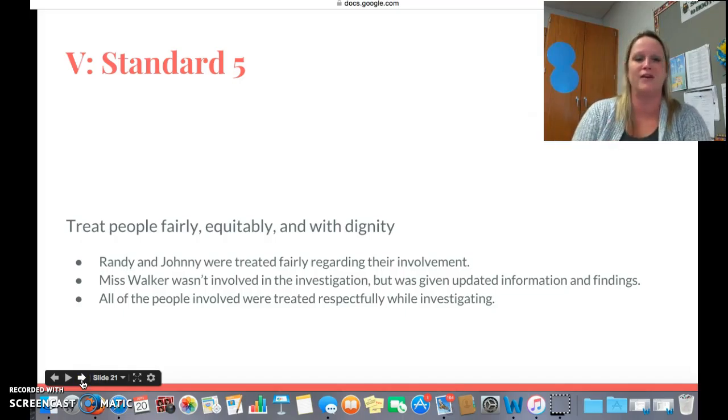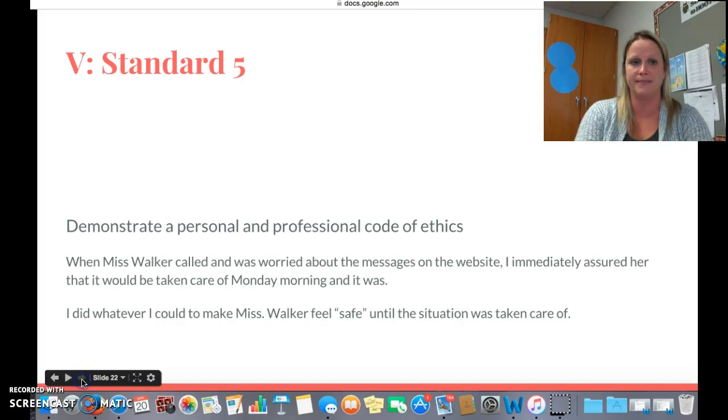Treating people fairly, adequately, and with dignity. Randy and Johnny were treated fairly regarding their involvement. Mrs. Walker wasn't involved in the investigation, but was given updated information and findings. All the people involved were treated respectfully while investigating.